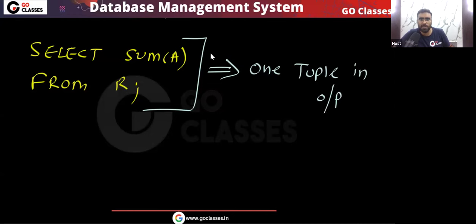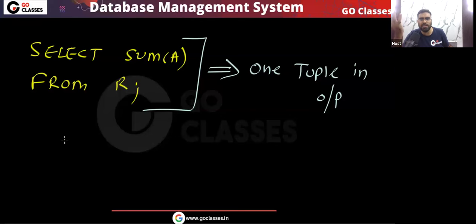You will get one tuple. Now think about it. If every tuple is a group, will you get one tuple? No. The entire table is a group. Then you will get one tuple, right? Yes or no? Is this clear?